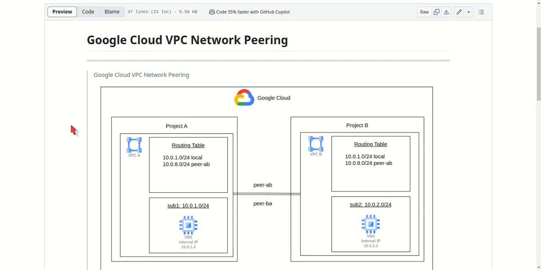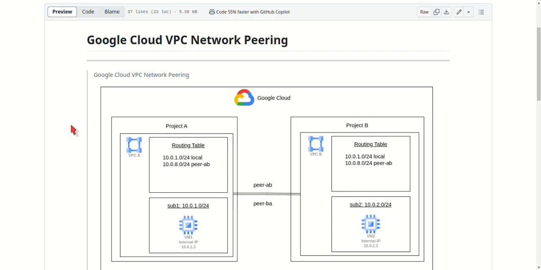This approach adheres to the principle of separation of duties, ensuring that each VPC can have distinct administrative controls, such as routing management, firewall policies, and VPC configurations, while still allowing necessary inter-VPC communication.